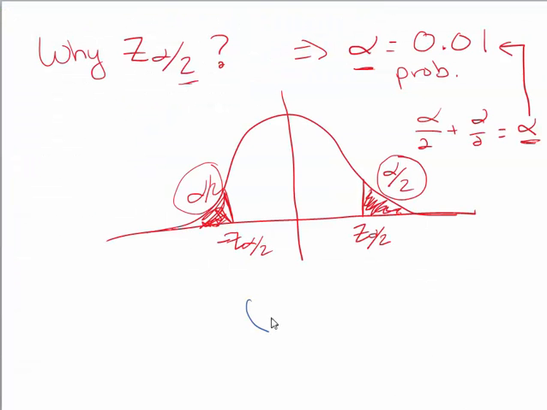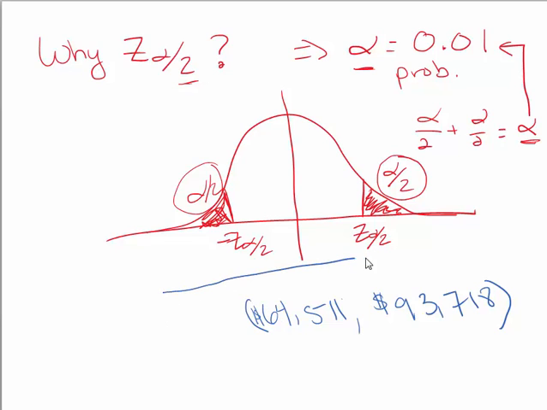So for our confidence interval, we have a lower bound of about $64,511, and an upper bound of $93,718, and that basically tells us where our interval is for our mean, and our mean falls in the middle of that, assuming that 99% confidence level.